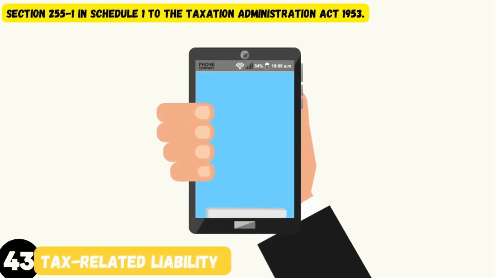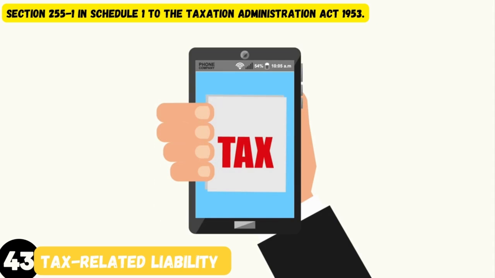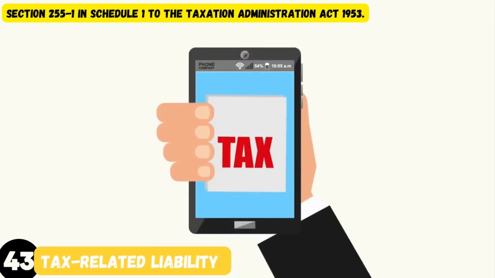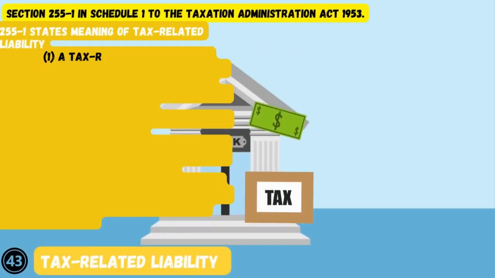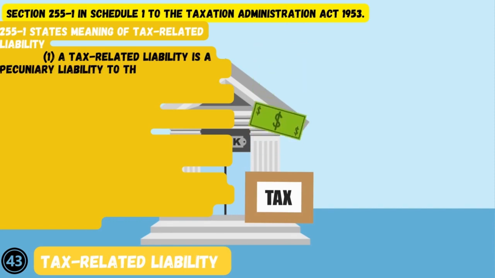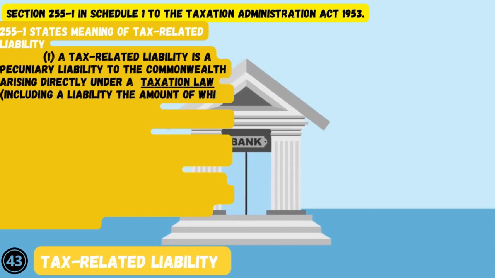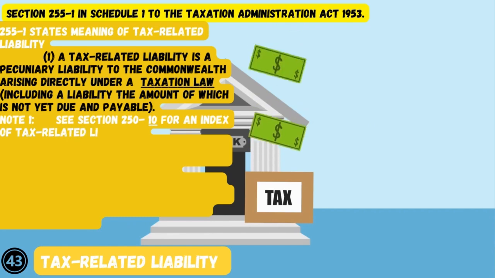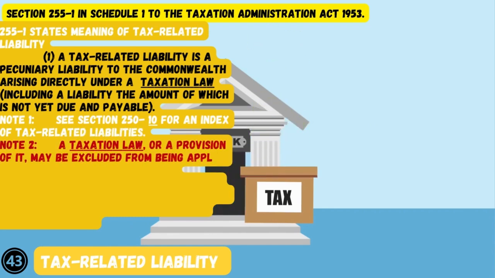Next word. Word number 43. Tax-related liability has the meaning given by Section 255-1 in Schedule 1 to the Taxation Administration Act 1953. Section 255-1 states meaning of tax-related liability. 1. A tax-related liability is a pecuniary liability to the Commonwealth arising directly under a taxation law, including a liability the amount of which is not yet due and payable.